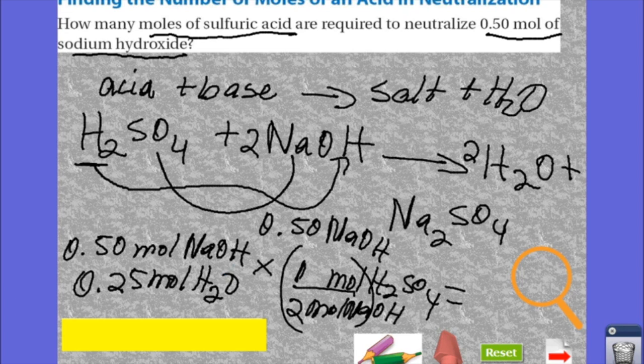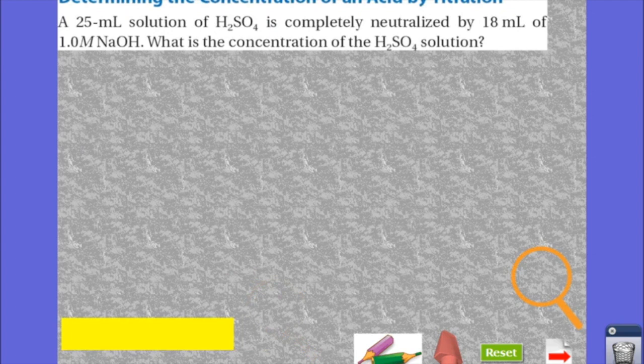So this is from first semester. Okay, so you just do a mole to mole ratio. Let's see if we have the answer. It is 0.25 moles of sulfuric acid. Next page.